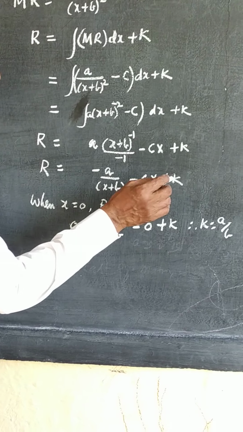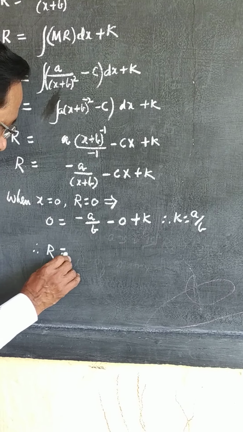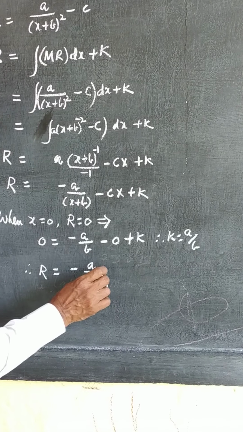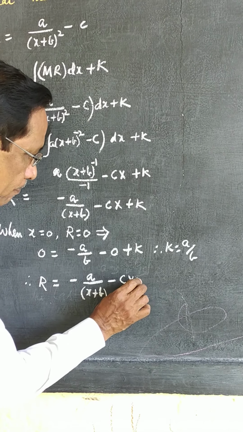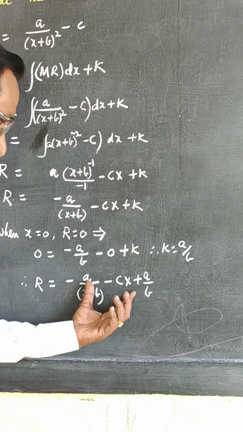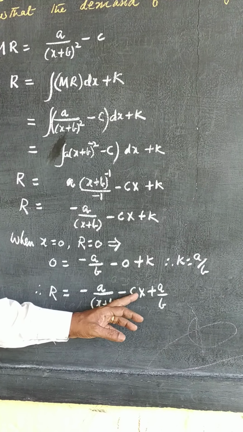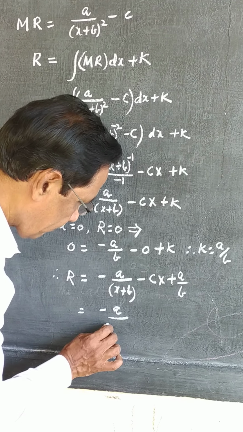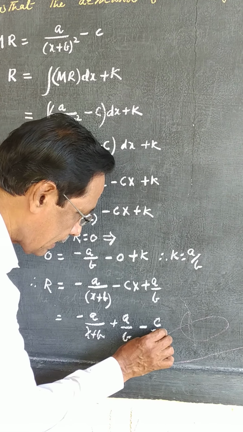Now, we have to substitute this k value in R. Therefore, R is equal to minus A by (X plus B) minus Cx plus A by B. We have to simplify this again. Now, we can take this first term and this third term. We can leave this Cx as it is. So, minus A by (X plus B) plus A by B minus Cx.